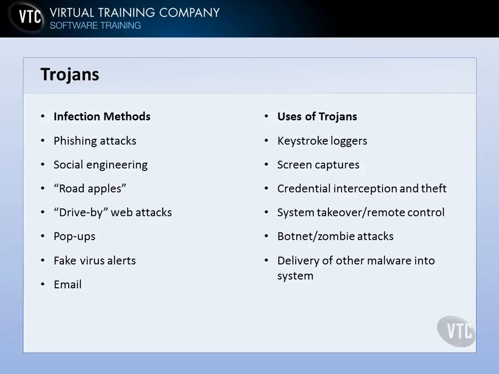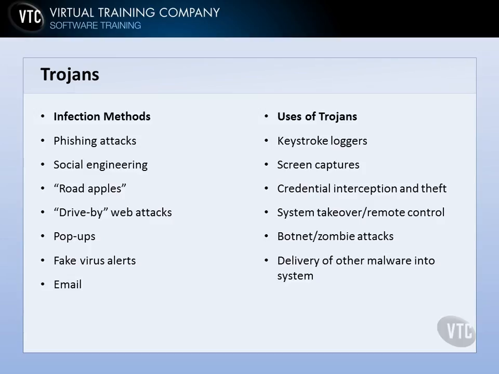Some of the infection methods that a Trojan may have include phishing attacks and social engineering, obviously, which we've talked about, like getting someone to load a USB stick. One popular social engineering attack is the use of road apples. That's where you drop a USB stick in a parking lot and someone picks it up and says, hey, somebody lost a USB stick. I wonder what's on it. So they put it in their computer without virus scanning it.